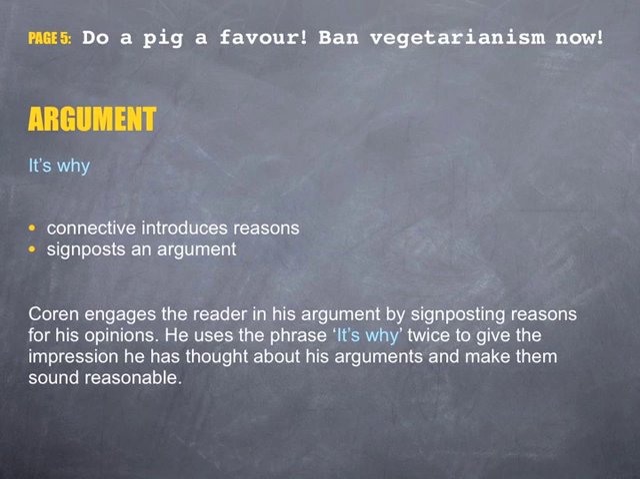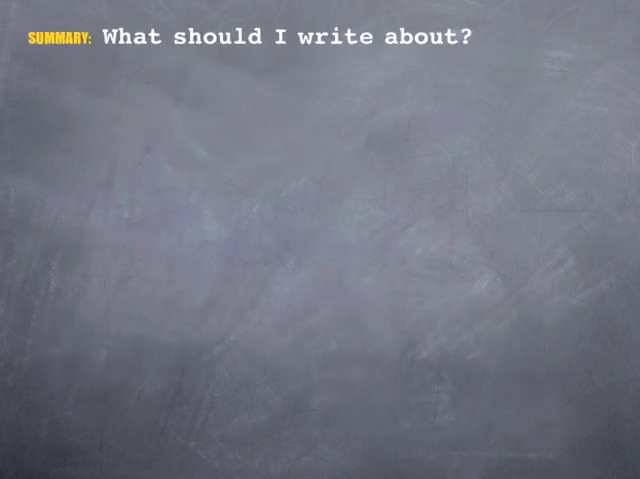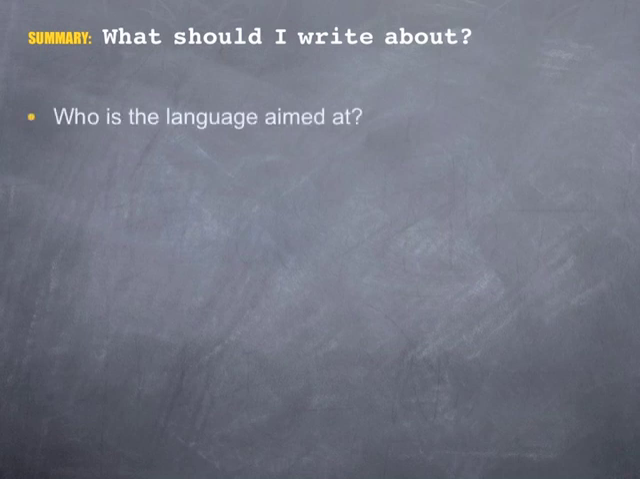These examples have provided just a small range of the techniques the writers have used across all of the media text. There are many others which you could draw upon to form an answer depending on which text you are asked about and the audience and purpose of that text. So let's summarise what you should write about. Consider who the language is aimed at and what the purpose of the text is. If it's persuasive, the language used will be very different from one which is informative.